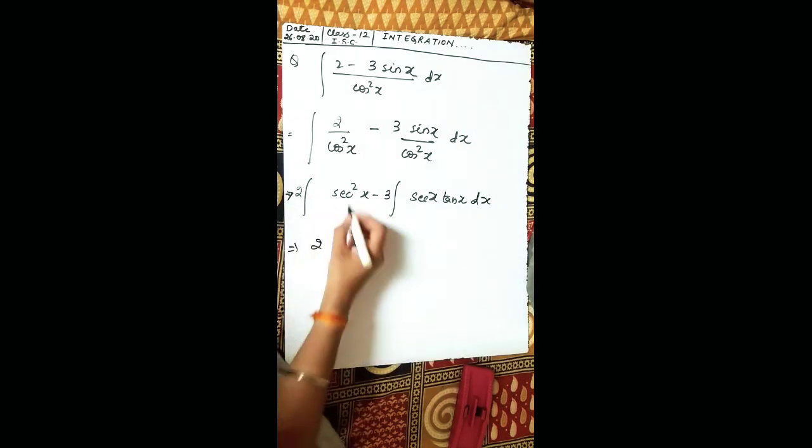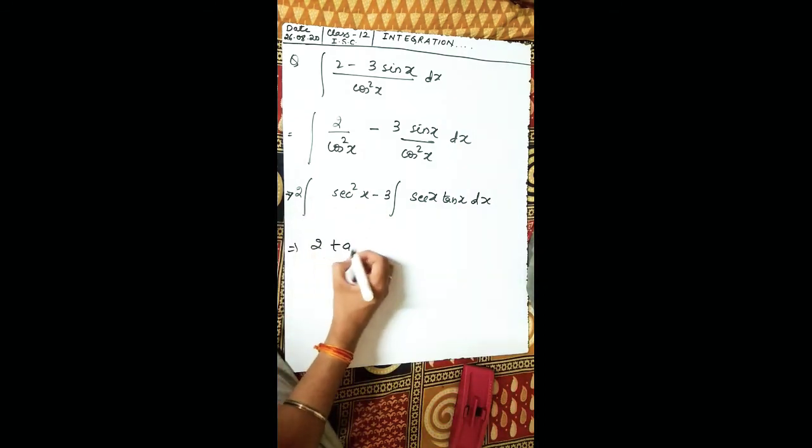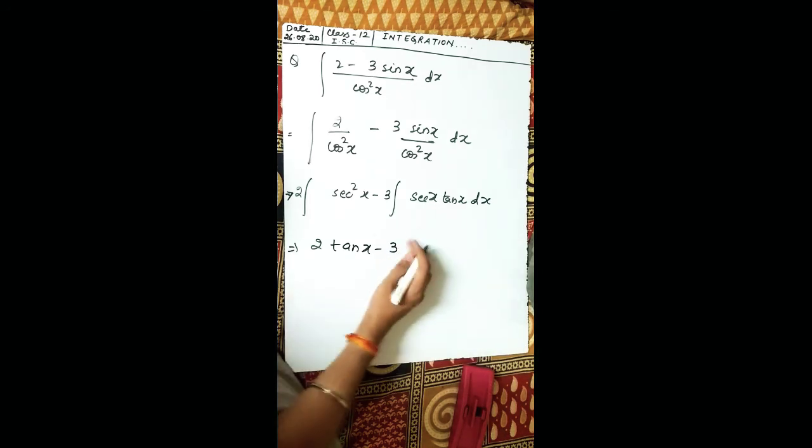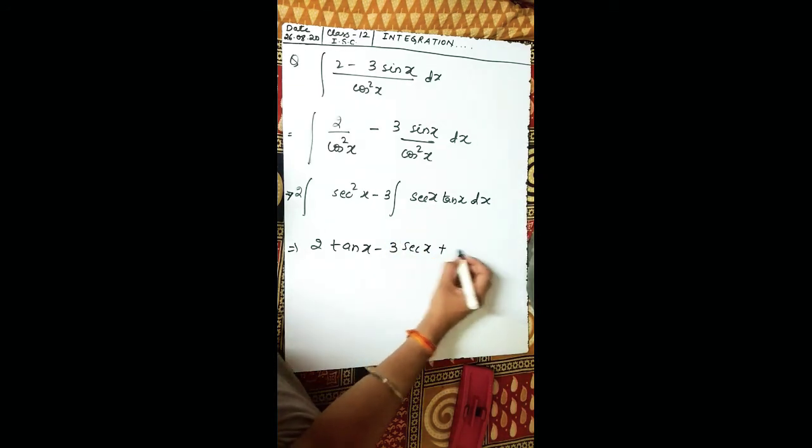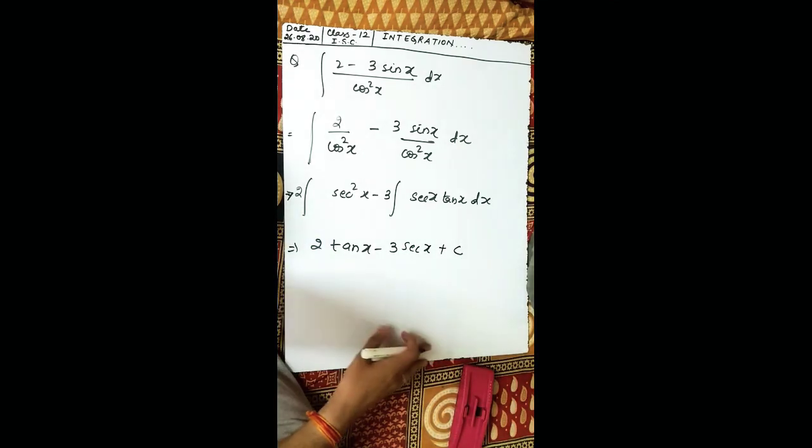Now we have all the things with us. The integration of sec square x is what? Tan x, minus the integration of sec x tan x is what? Sec x, plus c. This is the final integration.